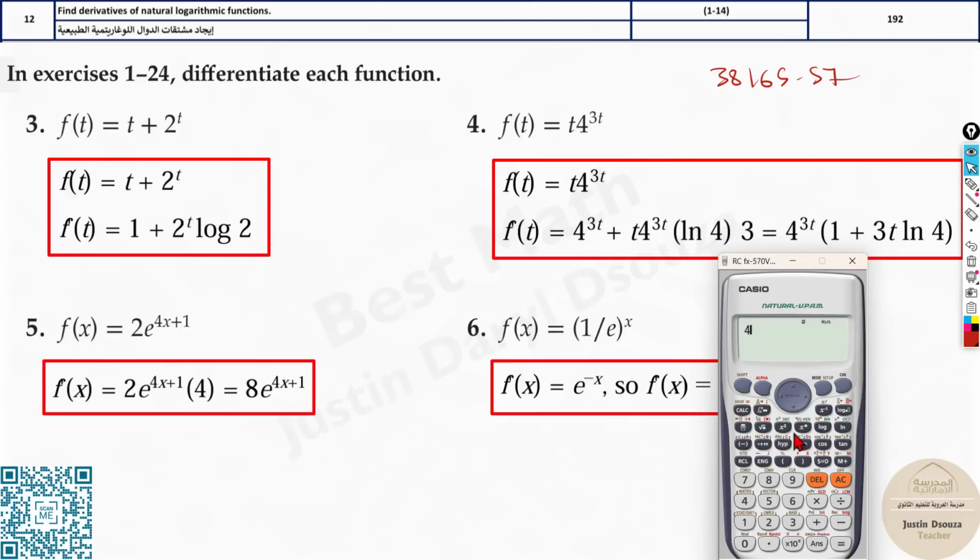It is 4 to the power 3x. Open the bracket, 1 plus 3x. T is taken as x variable. Multiplied with natural log, it's ln 4. Close the bracket. Now you should calculate it at 2. I already had put 2, so it's already saved. When I press equal to, it'll automatically calculate at 2. And look at the answer. Yes, absolutely, that's the correct answer, whereas all the others will be wrong. I hope this is clear.